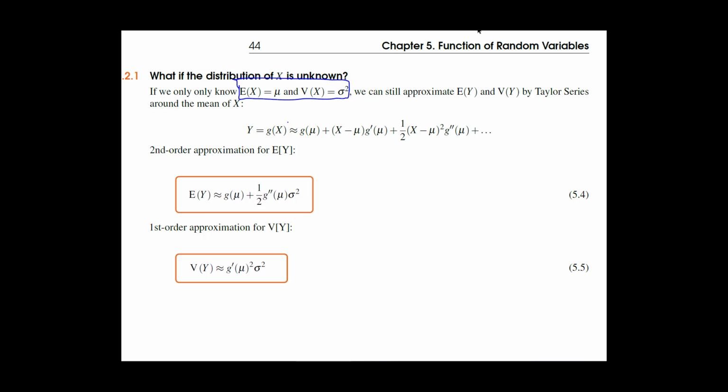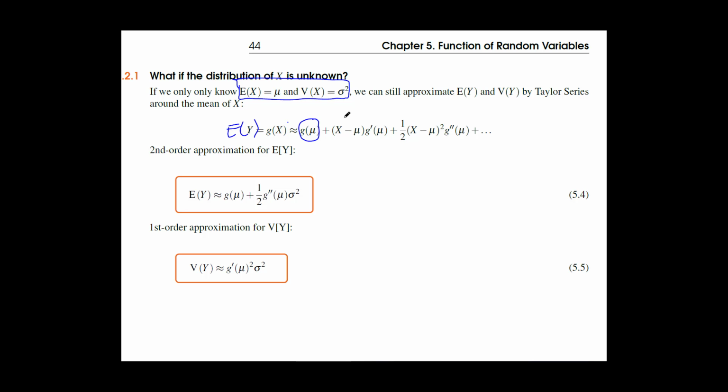First of all, let me take the expected value of that equation up here. So we're going to take the expected value of y, so expected value of g of x, really. Expected value of this whole thing. We're going to apply expected value to each term. The expected value of this term is a constant, because the function g at mu is a constant and mu is just the mean of x. So this term remains unchanged.